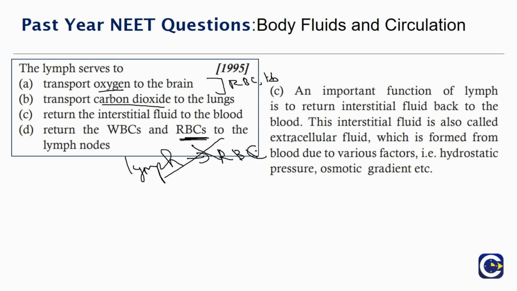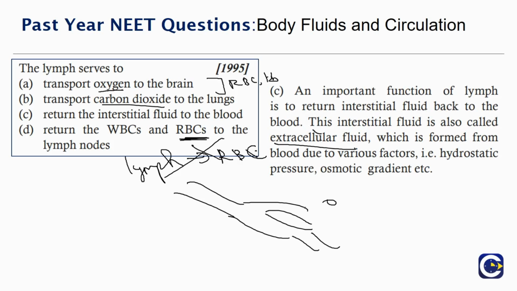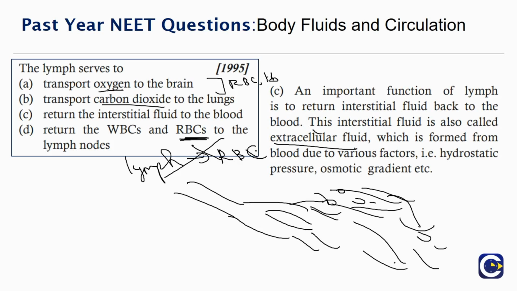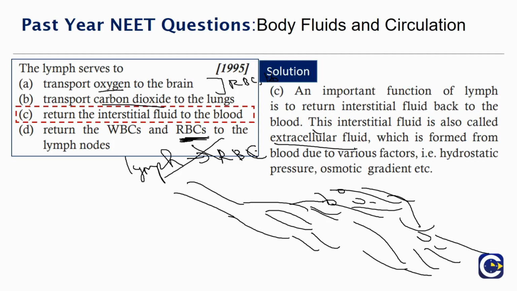This interstitial fluid is also called extracellular fluid or ECF, which is formed from the blood due to various factors, i.e. hydrostatic pressure and osmotic gradient. When the blood goes to the capillary, the capillaries thin out, and so there's leakage of fluid outside. Extracellular fluid goes out, so this has to be drained back into the blood through lymph nodes or other systems. The lymph takes care of this, but the most important thing is lymph does not contain RBC at all. So the option is return the interstitial fluid back to the blood.